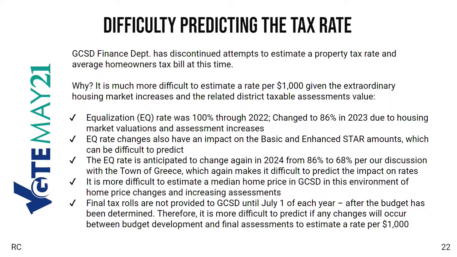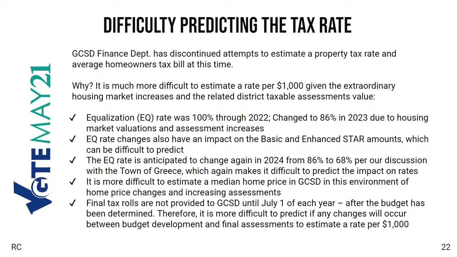But there's a couple things going on. One, the equalization rate for the district up through 2022 was 100%. We had one town, one district. Whatever your house was assessed at for taxes, that's what the market value of the house was worth. So if you paid taxes on 150 grand, your house was worth about 150,000. In 2023, the equalization rate changed to 86%, which was new for us.